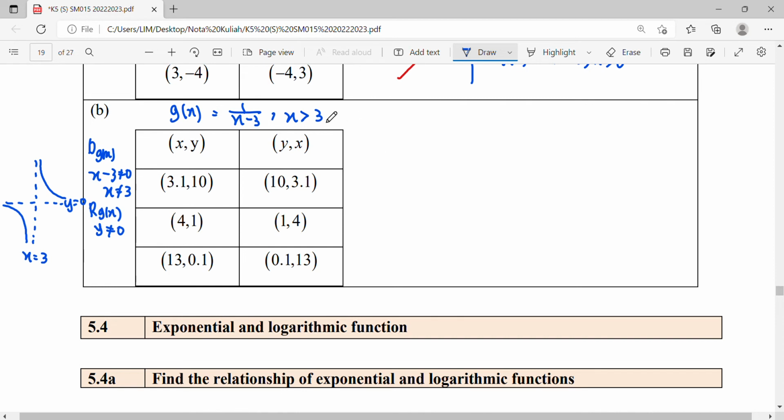But for this question, the condition is asking us to show only for x greater than 3. So x greater than 3 means they are asking you to draw this part only. They want this part only, so this one we don't need to show.